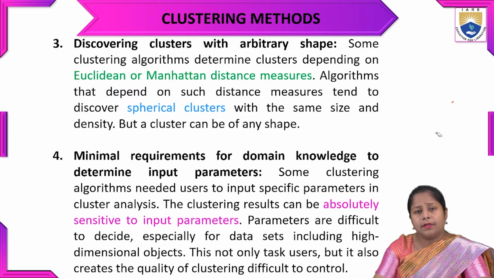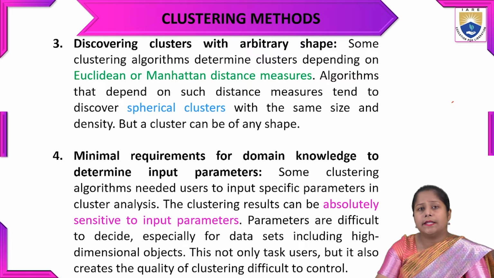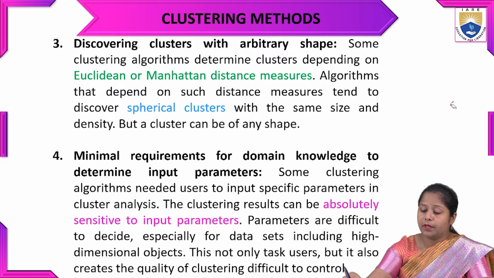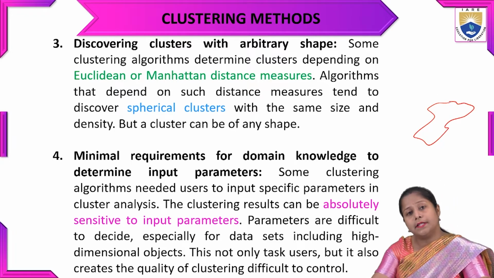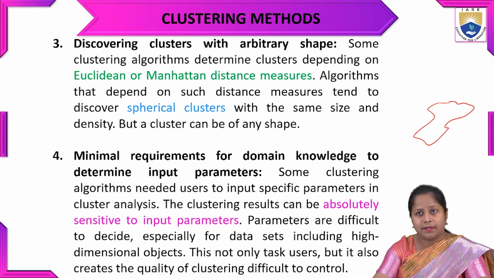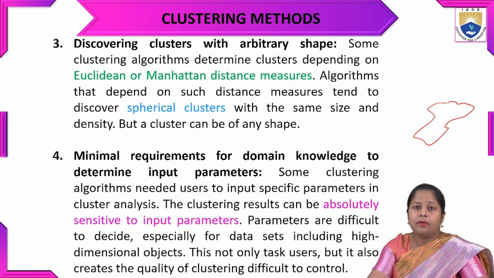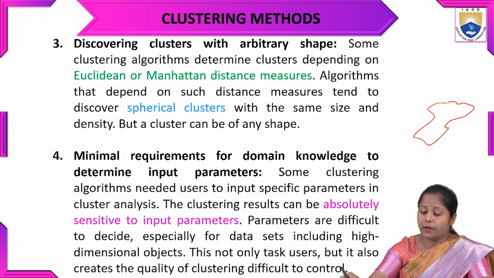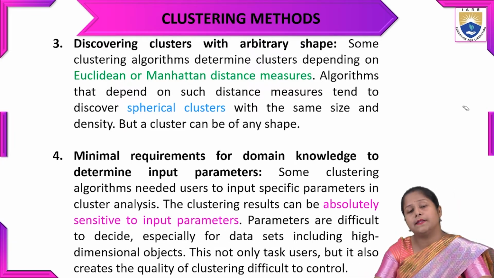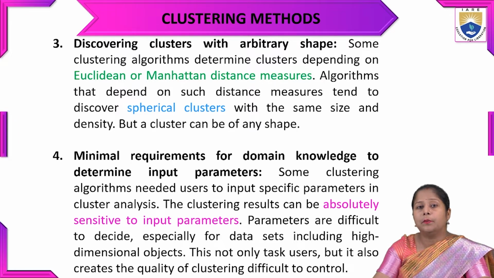So the algorithms that depend on such distance measures tend to discover spiral clusters. If there are clusters of this shape, with the same size and density, the cluster can be of any type. Like this, we have to check the clustering, and how many maximum points we can take in one cluster.